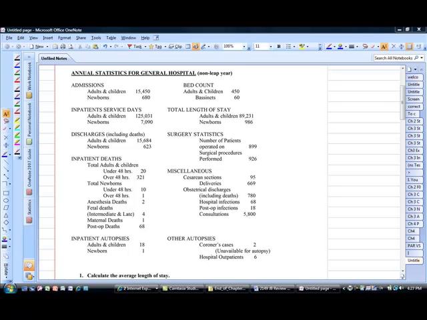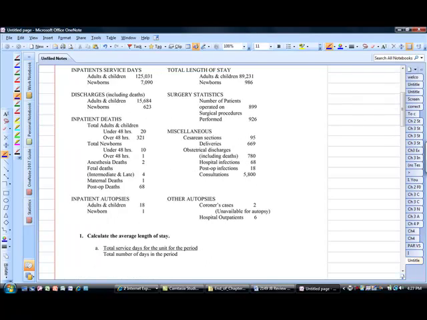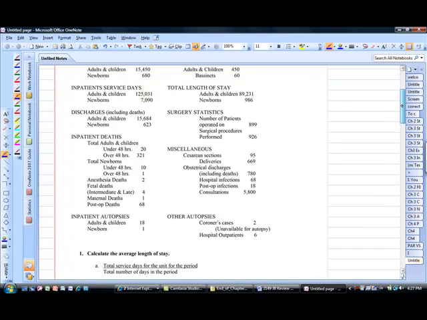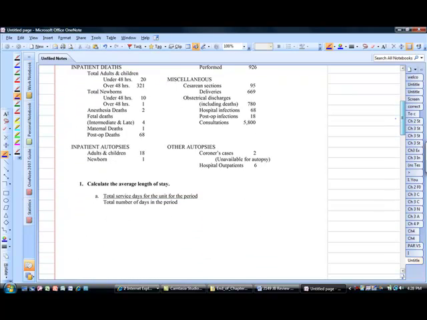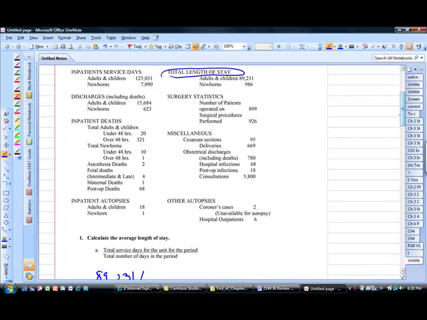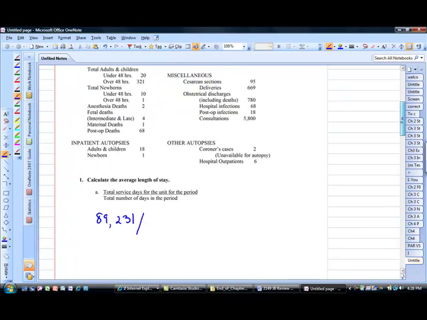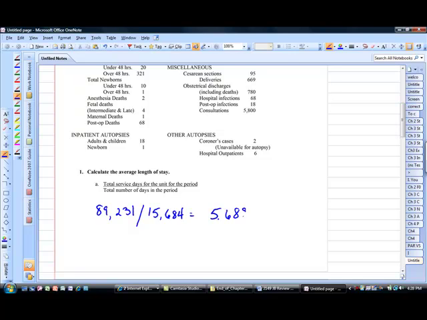For the next three calculations, we're going to use the table: total service days for the unit for the period over the total number of days in the period. So the first thing we need to find within the table are the total service days for the unit in the period. The total service days is located under the total length of stay, 89,231. And then we're going to divide that by the total number of days in the period, 15,684. This equals 5.6893, or 5.7.